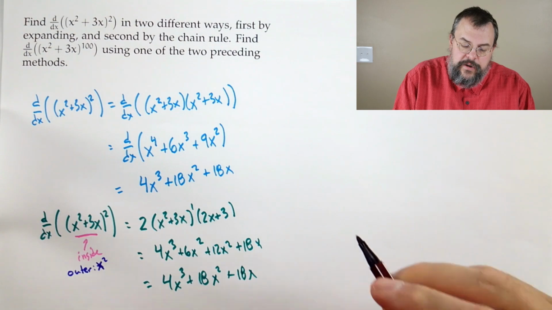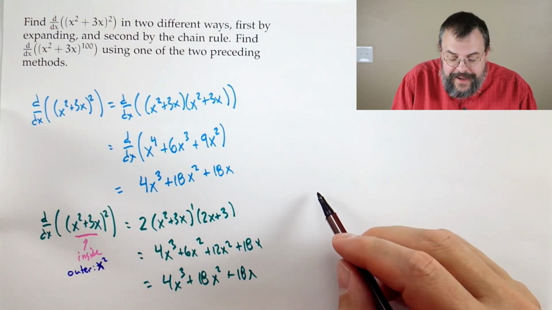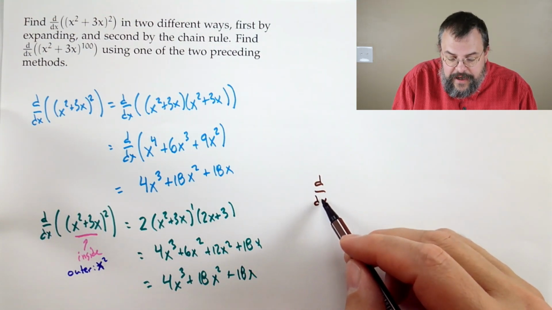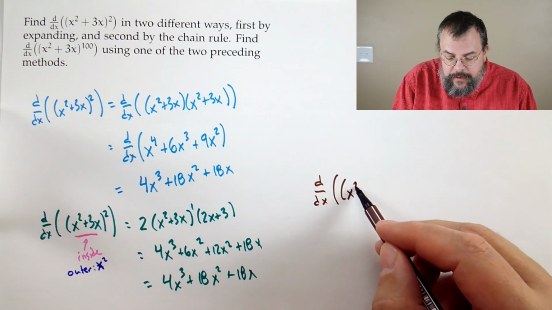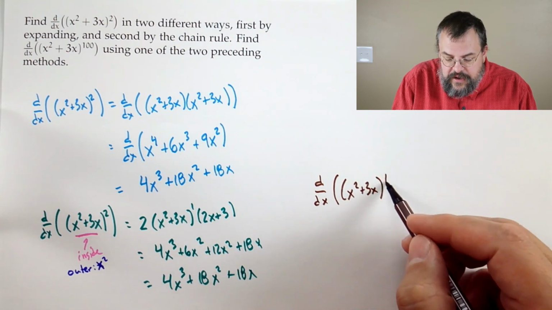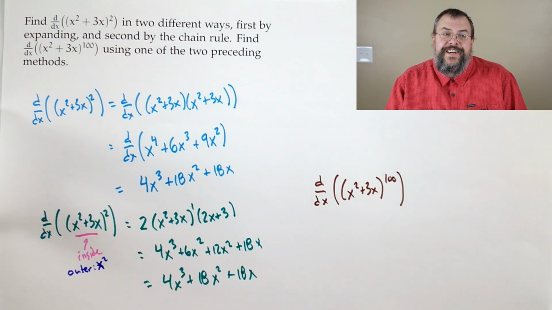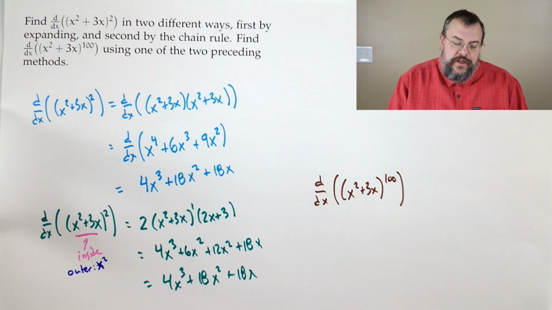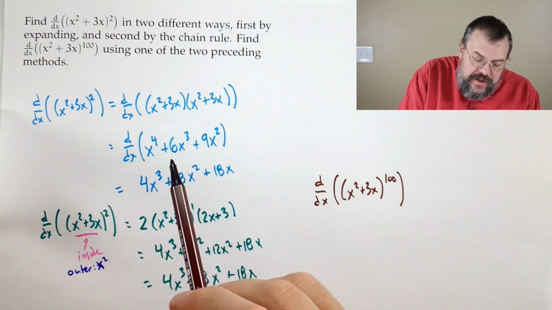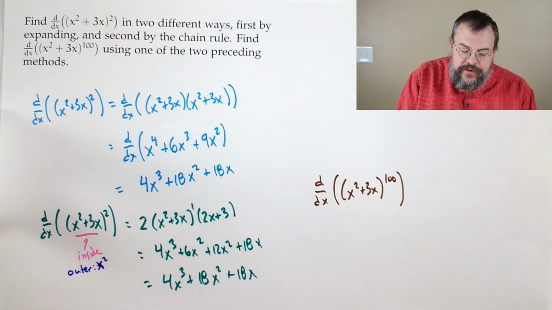Now, the second part of this question. We want to find the derivative of (x squared plus 3x) to the 100. And so the question is, how do we do it? Well, we could expand like we did here and then take that derivative, or we could do the chain rule.